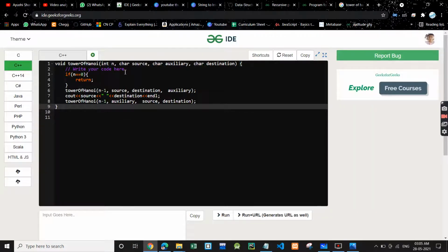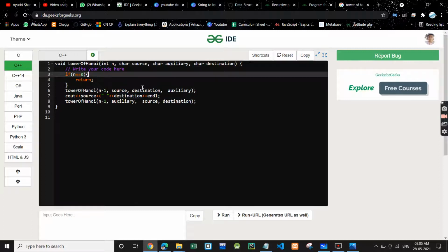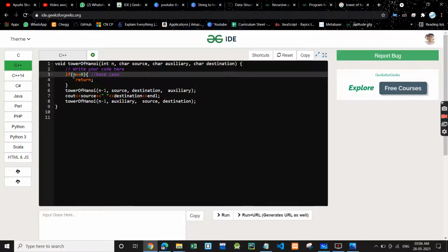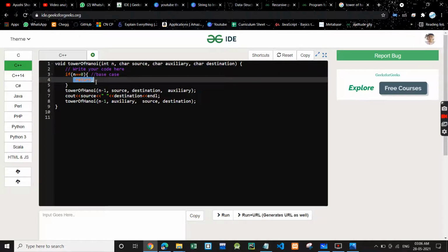The code is very simple. We have a function tower of Hanoi in which we are given n, the number of disks. We are given the source, the auxiliary, which is the helper, and the destination. So what is the base case? This is the base case. If we have 0 disks, we will simply return.